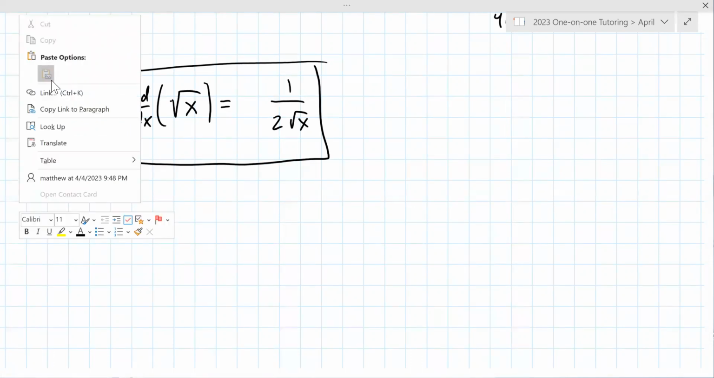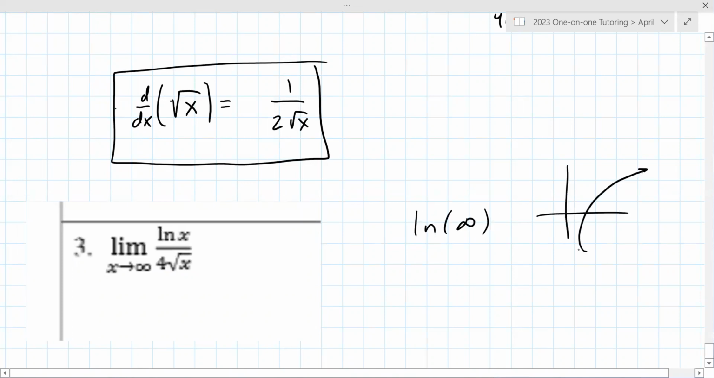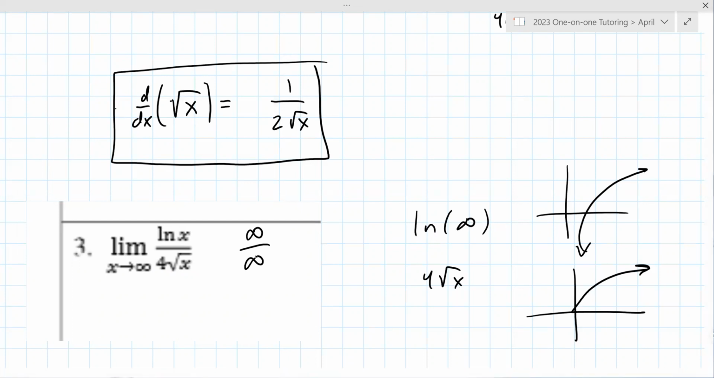This is another indeterminate form. So natural log of infinity, what's going on there? The graph of natural log goes to infinity. So that's why the numerator goes to infinity. 4 square root of x, the graph of that also goes to infinity, although it seems like it doesn't get there, but it does. So you do have infinity over infinity. You don't need to prove it on the multiple choice. You can just justify it to yourself, but you do have to take a derivative.